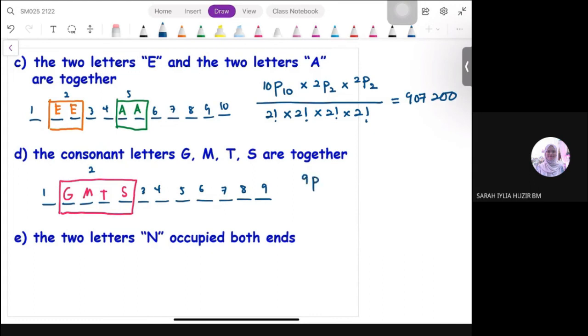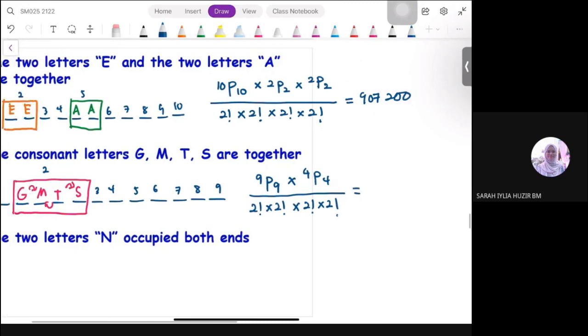So 9P9. Okay. Times with, remember, between G, M, T, S itself, we can change the arrangement. Dia still duduk sebelah-sebelah. Tapi kita tukar arrangement untuk between 4 of them je. So we have to times with 4P4. Dah habis. Jangan lupa last part divide by 2 factorial 4 times. 2 factorial 4 times ni memang ada untuk setiap kali lah. Tak payah fikir. Mesti kena bahagi. Okay. So this would be equal to 5,443,200.